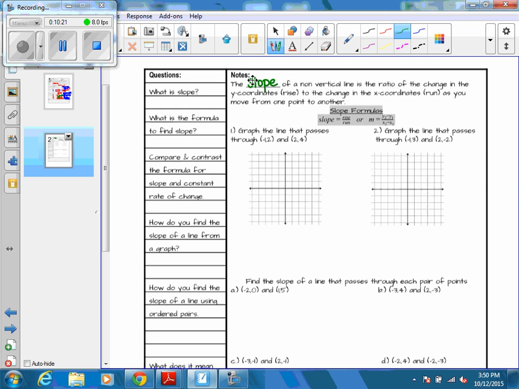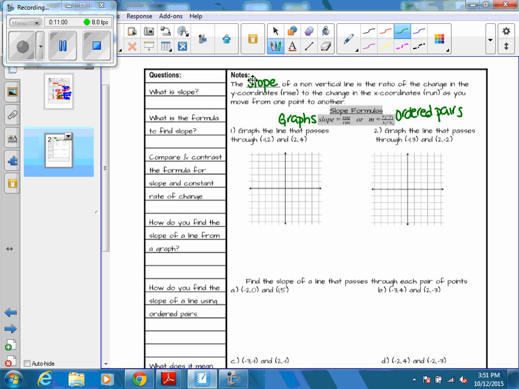So there are two formulas that I've highlighted on here, your slope formulas. Your first one is going to be slope equals rise over run, and we're going to use that one when we're talking about graphs. So slope equals rise over run deals with graphs. And then m equals y2 minus y1 over x2 minus x1 is going to be for ordered pairs. The variable m stands for slope, and that'll make more sense when we talk about slope-intercept form.